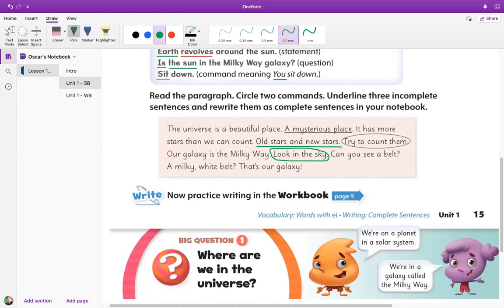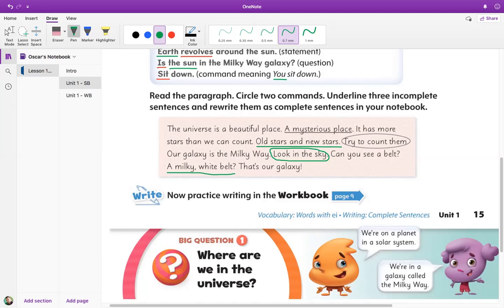Let's continue. Can you see a belt? A milky white belt? That's our galaxy. The first question is complete. Can is the verb and you is the subject. But the second one, we are going to underline it because it is incomplete. A milky white belt. We don't have the subject and we don't have the verb.